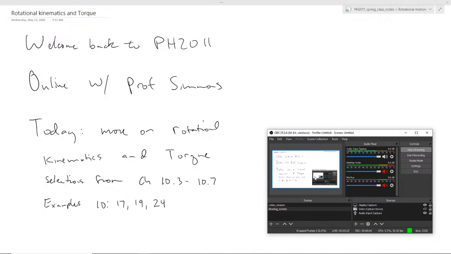So we're going to continue our discussion of rotational motion today. Let's see. Who do we have? Caleb, who else is here? So we're in our last lap for class.